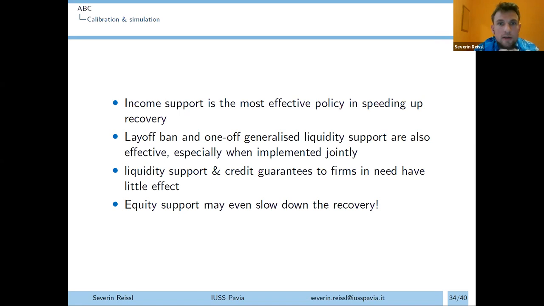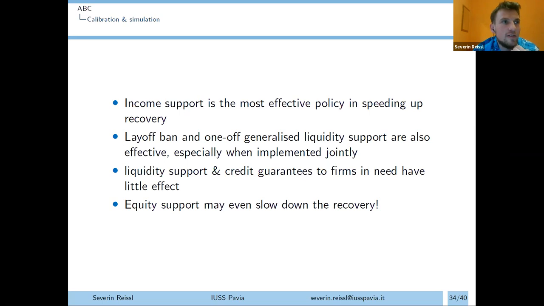Yeah, this might be. It might well be that if, instead of offering this support policy uniformly to all firms that need it, you make it more targeted, the results might indeed change. The point that we might take from this particular experiment is that rescuing firms without incentivizing them to actually produce more may have merit in itself, but it might not help recovery immediately.